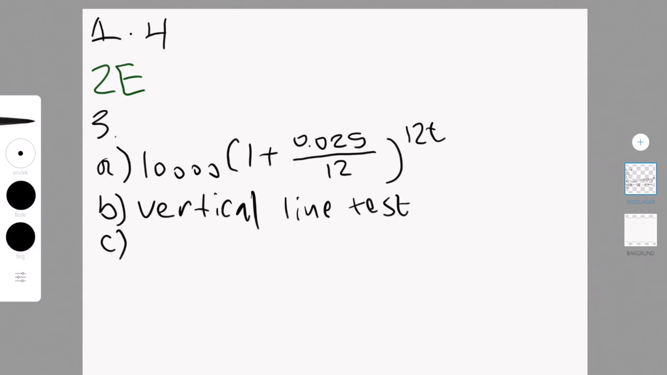B is explain why this equation is a function. Now, this is a function because for every value you put into t, you will get a different y value. You will never have the same value. So it passes the vertical line test because you would never have 2 points at the same time.